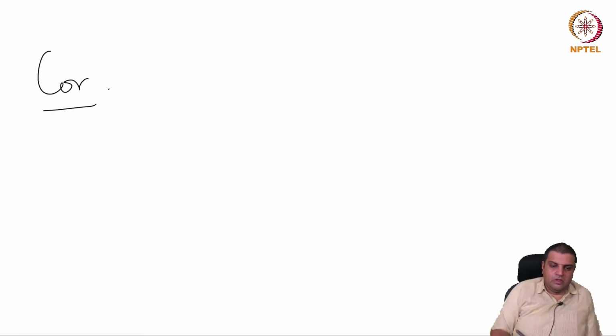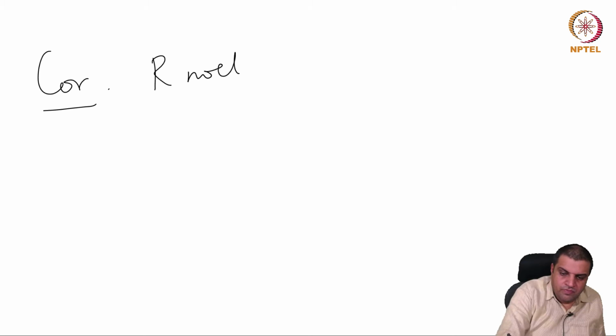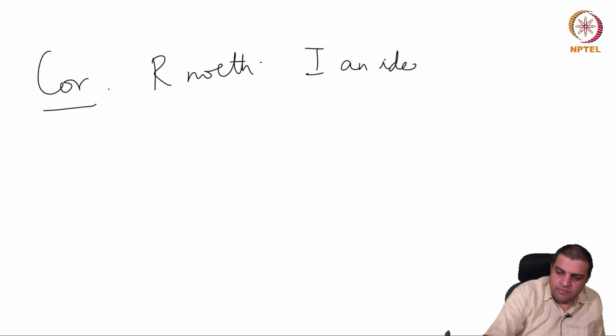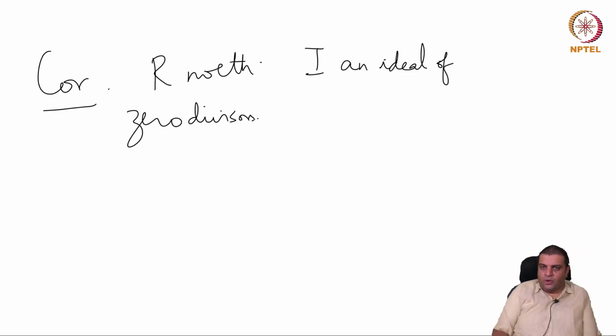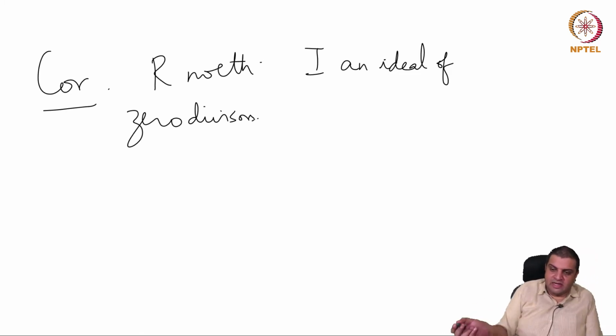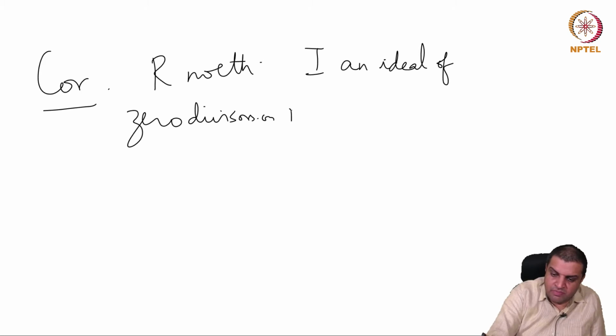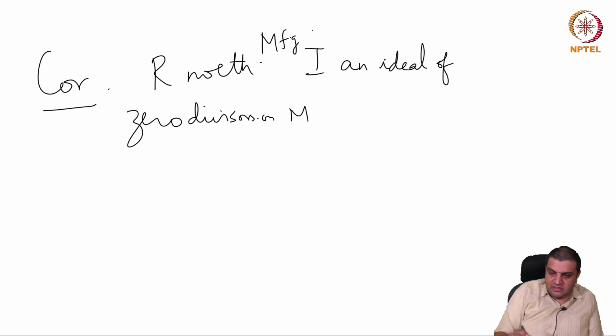And using these things, we can get the following corollary. R Noetherian, I an ideal of zero divisors on M, M finitely generated. Not necessarily killing the same x inside M. It doesn't mean I is a subset of the annihilator of some element. It could be annihilators of various elements.